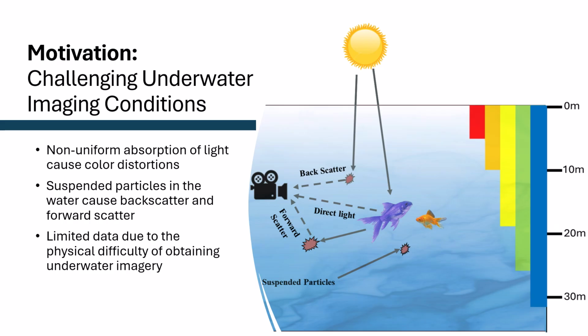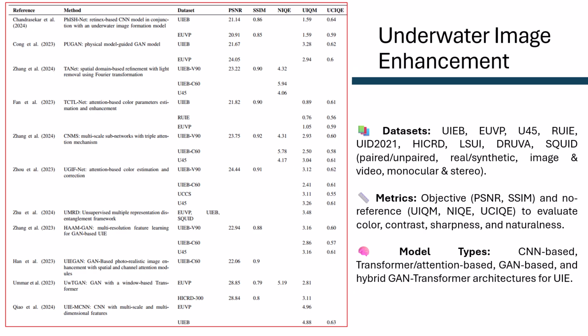Underwater imaging is inherently challenging. As light travels through water, different wavelengths are absorbed, so colors fade and the scene becomes distorted. Suspended particles cause backscatter, which adds a bright haze in front of the scene, and forward scatter, which blurs object edges and fine details. On top of that, collecting underwater imagery is physically difficult and costly, so we have very limited data to train and evaluate vision models.